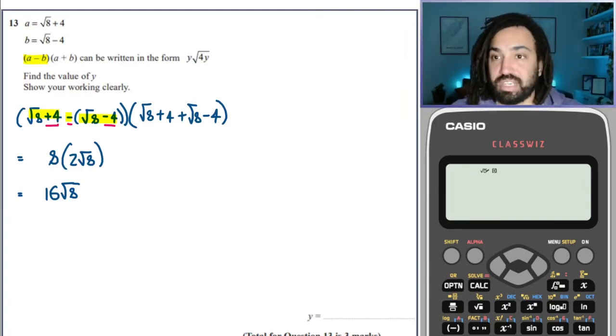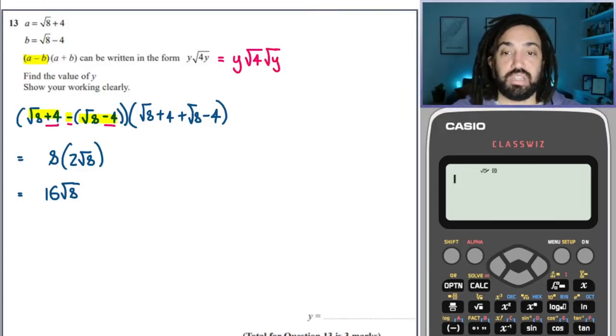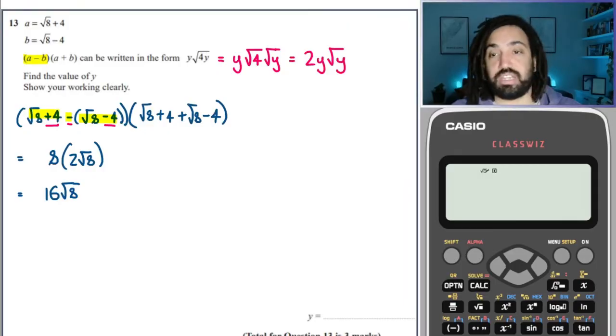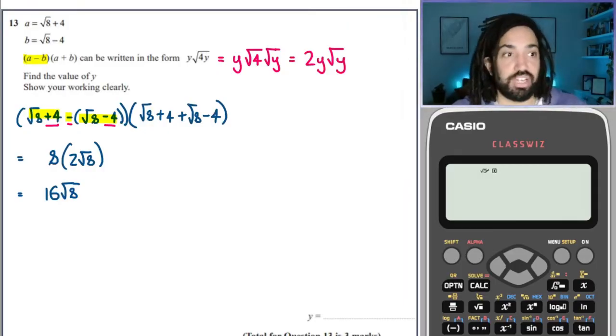Wowza. Okay. So the first thing to note is that if we have y square root 4y, that's the same as y square root of 4 times square root of y, which is the same as, well, the square root of 4 is 2, so it's 2 times y times the square root of y, we could say it like that. So ideally I want to have a factor of 2 outside.